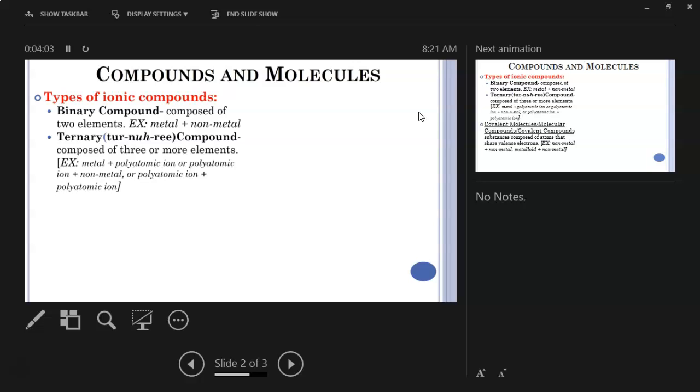Okay, so tomorrow we are going to tackle binary, ternary ionic compounds. We're going to name them and we're going to write formulas, okay?